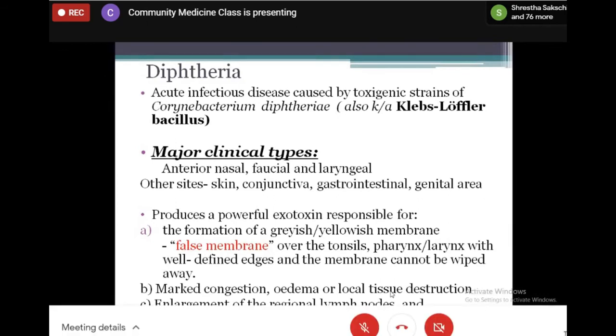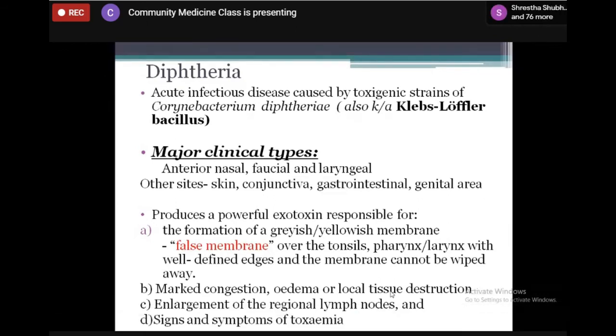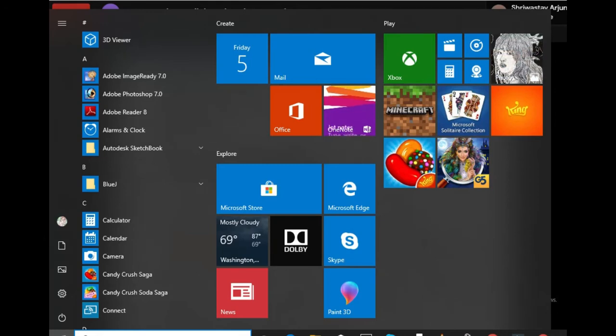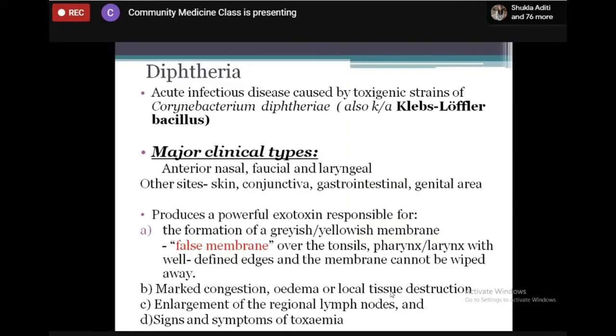So there are major clinical types which a child presents with: anterior nasal diphtheria, facial type diphtheria, and laryngeal type diphtheria. It depends on where the bacteria infects the human being, whether anterior nasal, facial region, or laryngeal region. Other sites that could be affected are the skin, conjunctiva, even the eye, gastrointestinal system, and genital area, but these are very rare. Most commonly it affects the anterior nasal part, facial part, and laryngeal area.